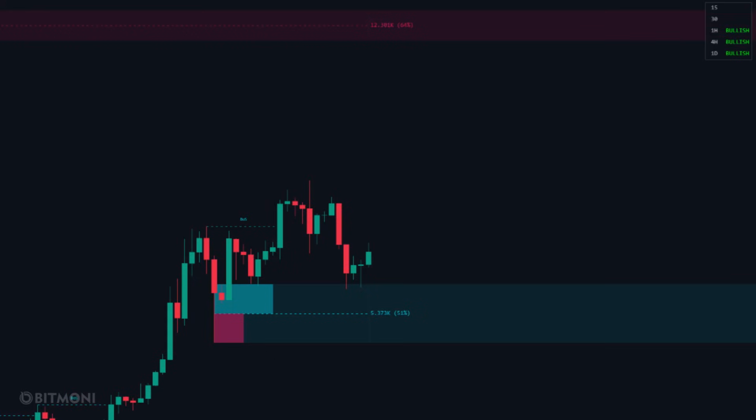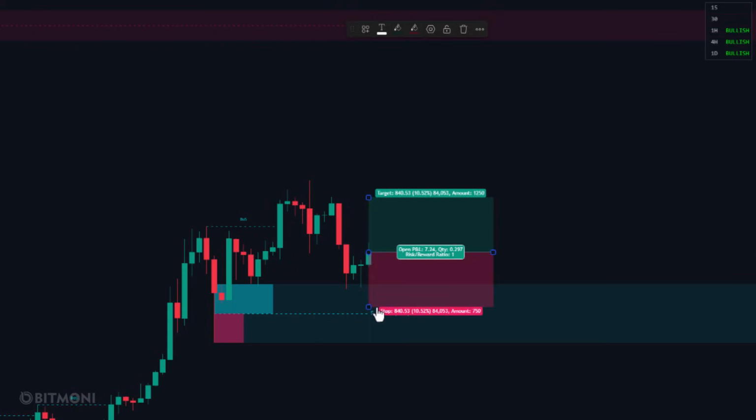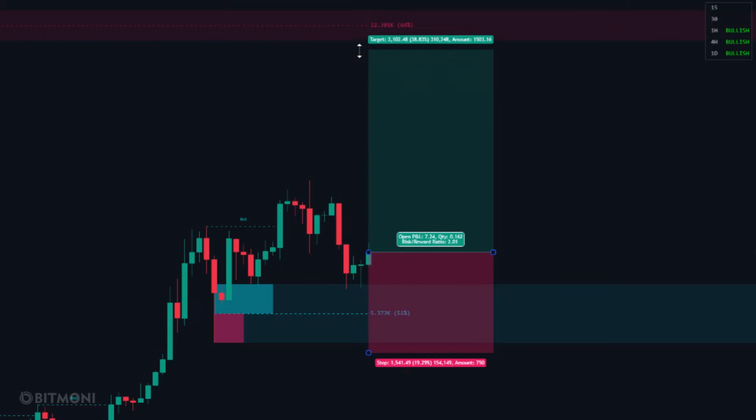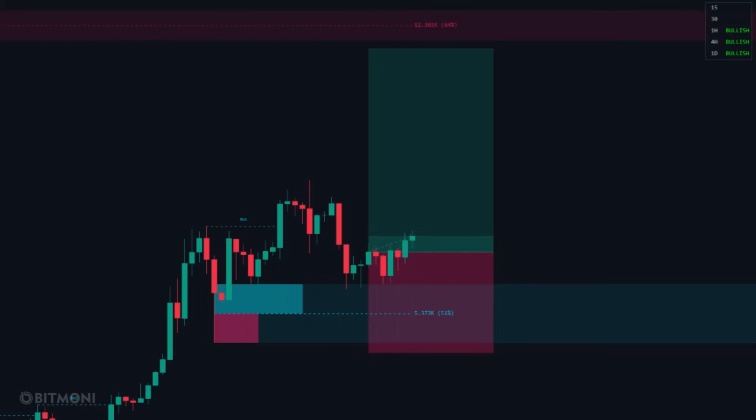So, with this confirmation in place, we execute a buy entry at the close of the bullish candle, placing the stop loss slightly below the order block to allow for market noise. The take profit target is set at a 1-to-2 risk-to-reward ratio. As the trade plays out, we can see how price pushed up from there, giving us a profitable trade.